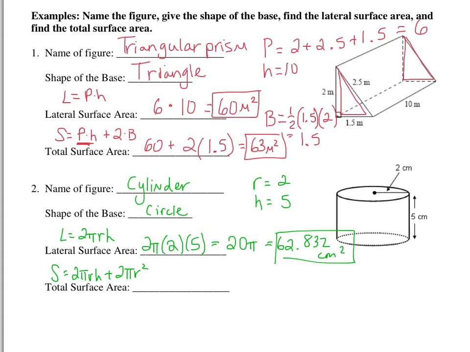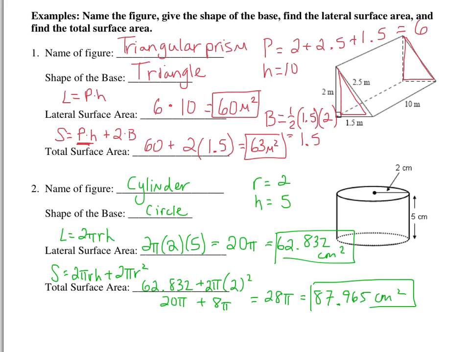For the total surface area, I'm taking that answer, and I'm adding 2 pi r squared to it because I've got 2 bases. So remember, the first one was really 20 pi, and when I take 2 squared and then multiply by 2, I get 8, so I have 8 pi. So together we have 28 pi, and now go ahead and type that in the calculator, and we end up with 87.965. And this would also be centimeters squared.